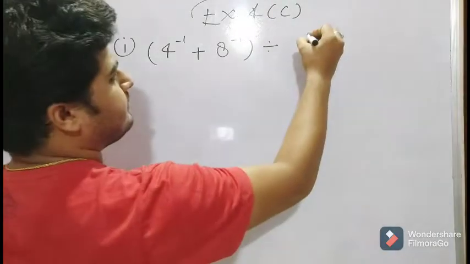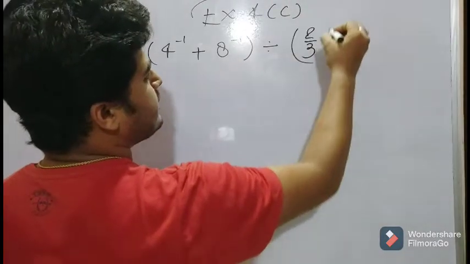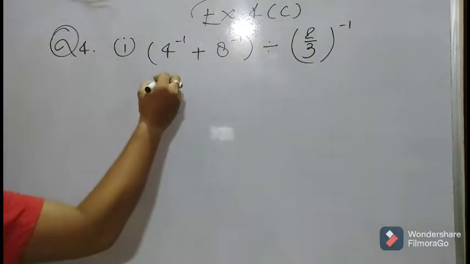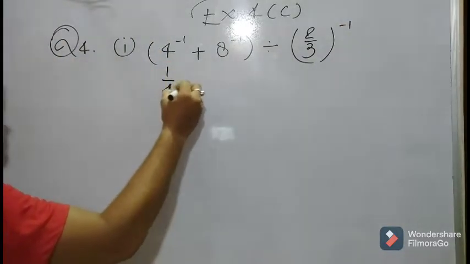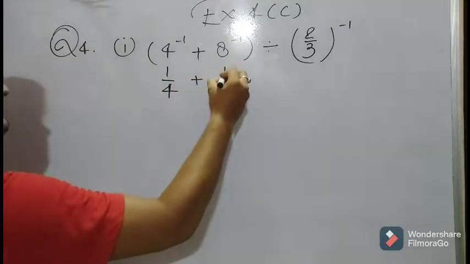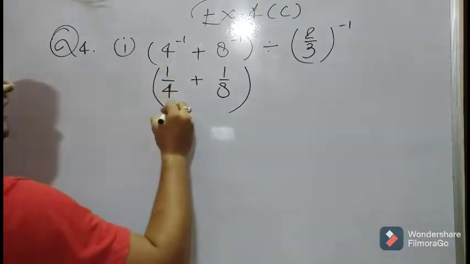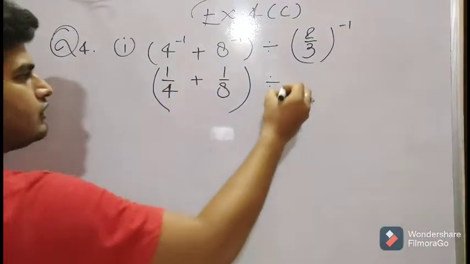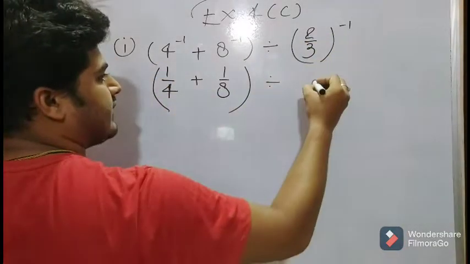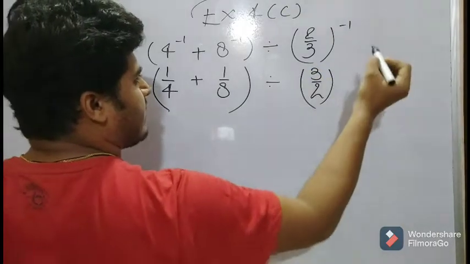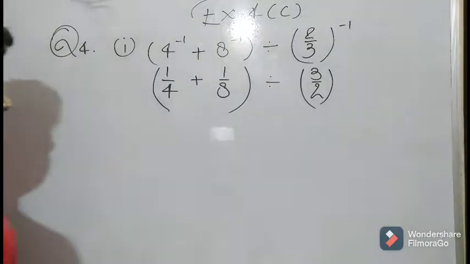2 upon 3 raised to the power minus 1. 4 to the power minus 1 can be written as 1 upon 4. 8 to the power minus 1 can be written as 1 upon 8. This thing in the bracket is divided by 2 upon 3 whose power is negative, so it can be written as 3 upon 2 and the power will become positive, so power is 1, no need to write it down.